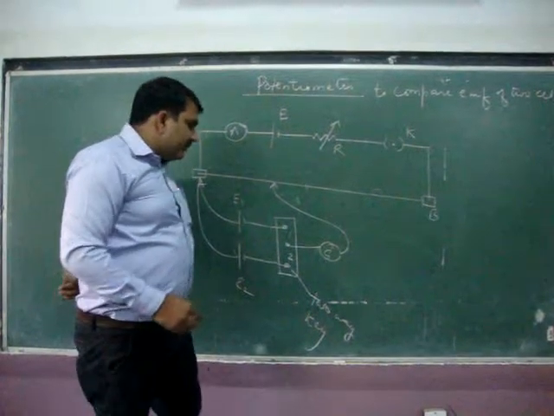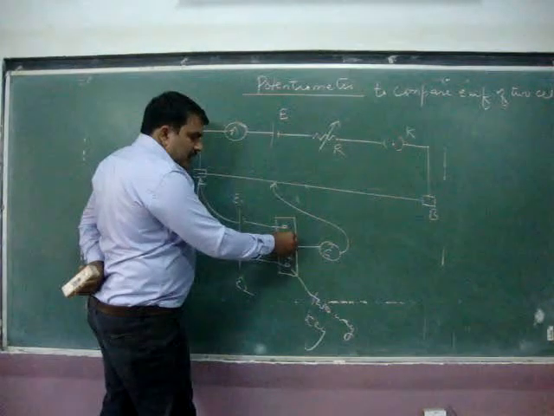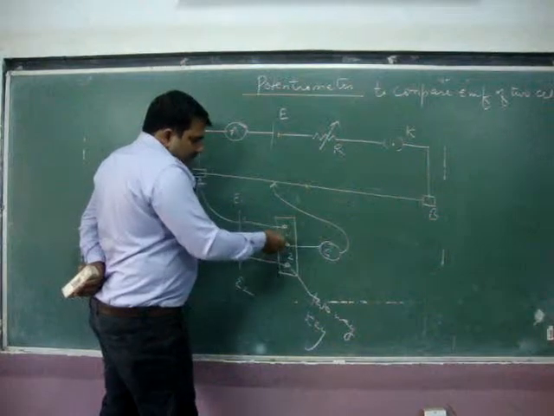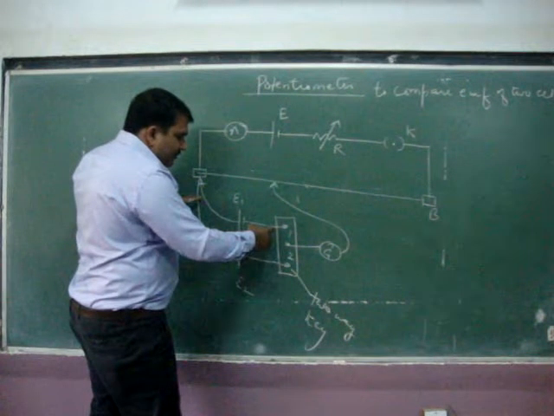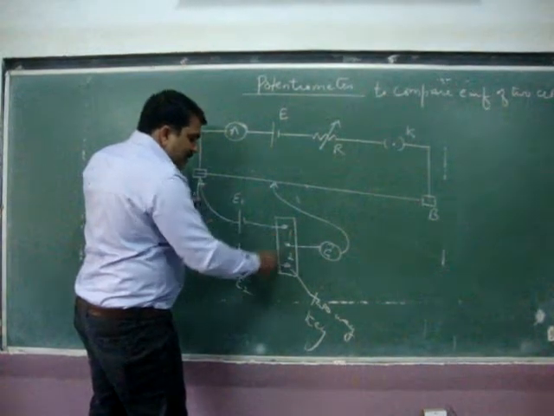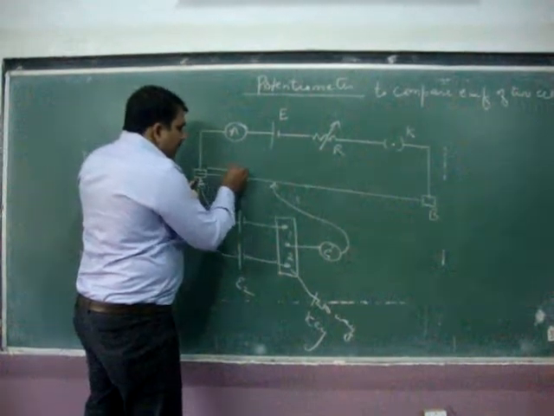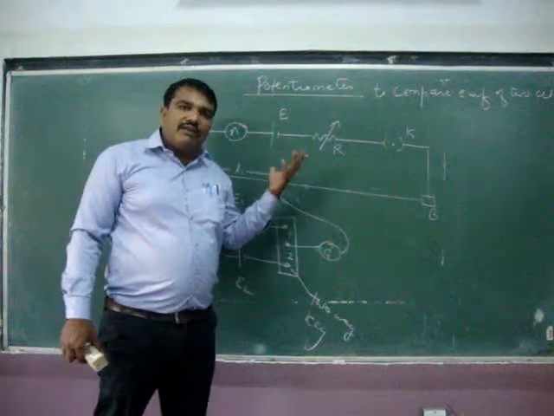Now to compare the EMF of these two primary cells, what do you do? First you insert the plug in this gap 1. As you insert the plug in gap 1 and slide the jockey, the EMF of this cell comes in the circuit and this one is out of circuit. Okay, and you find the null point. Suppose the null point is obtained at length L1. So the EMF of this cell is balanced by the potential of length L1. So you can write simply E1 is equal to KL1.